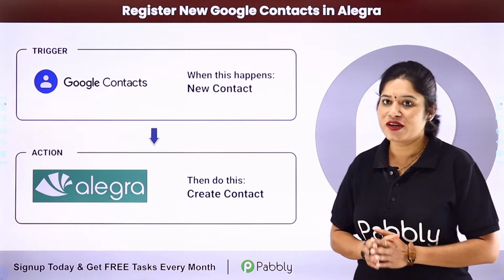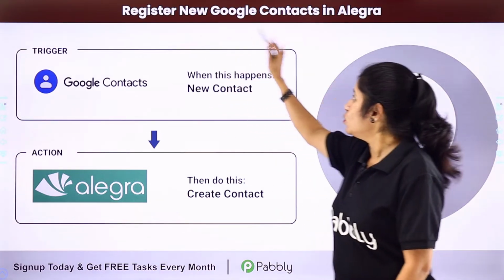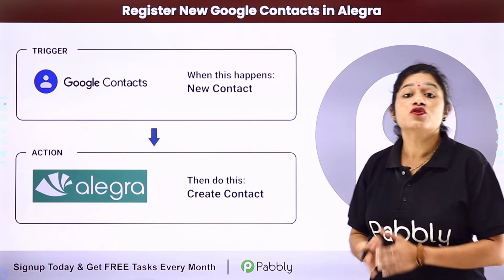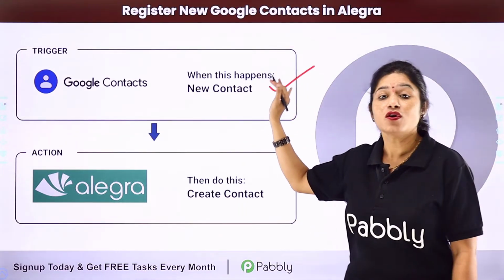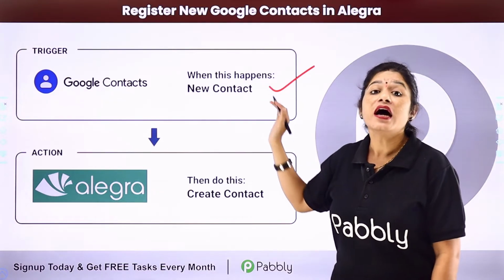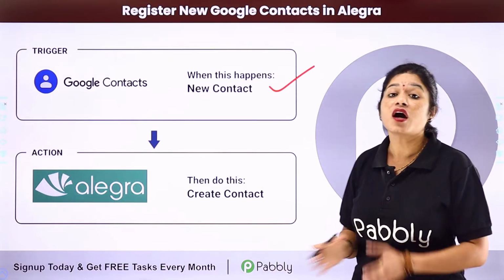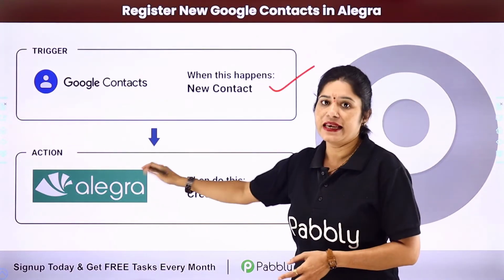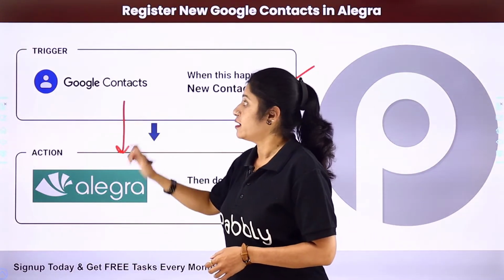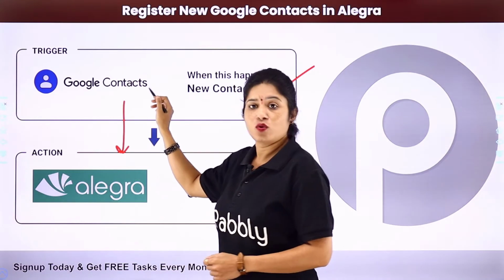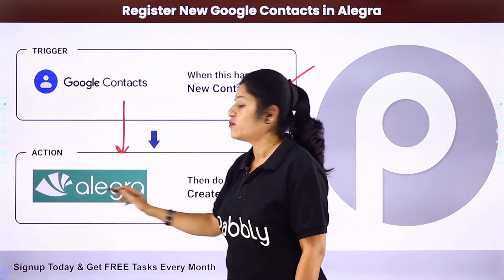In this video, we are going to learn how you can register new Google contacts in Alegra. So the idea here is that whenever you create a new contact in your Google contacts, automatically using those details, a new contact should get created into your accounting and invoicing software, that is Alegra. For that, you need to integrate your Google contacts with Alegra. So here your trigger application would be Google contacts and your action application would be Alegra.